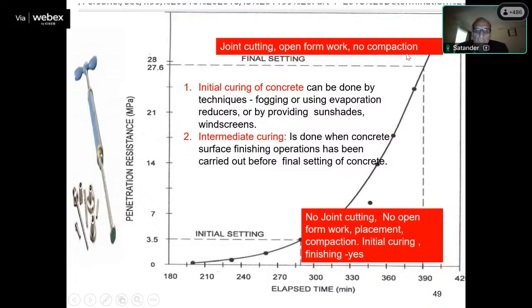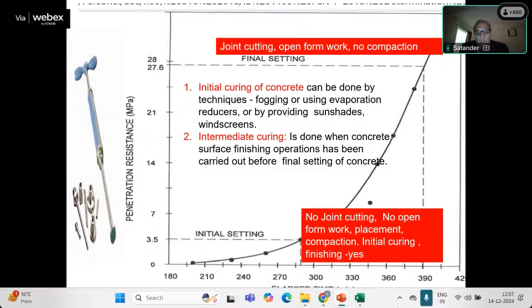If you don't have this apparatus, there is a very simple trick. Make a concrete ball and break it in your hand; as long as it is joining together, it is the initial setting. Roughly, it is 5 hours. As per IS code, the initial setting time of cement is 30 minutes, but the setting time of concrete is 300 minutes. 10 times more, you can say, correct?